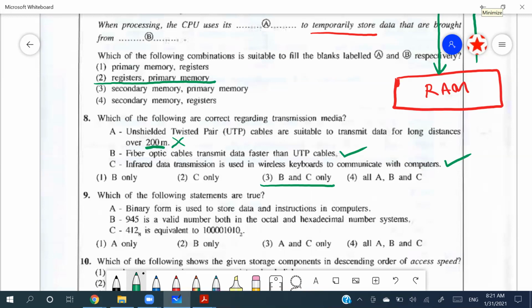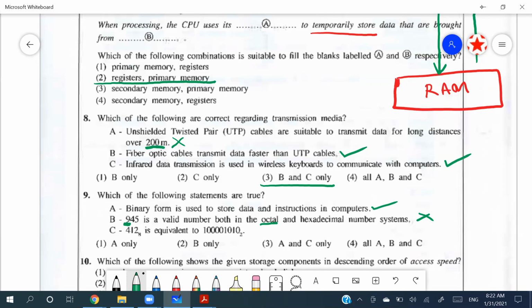And the 9th one, which of the following statements are true? Binary form is used to store data and instructions in a computer. Yes, you can say it is correct. 945 is a valid number both in octal and hexadecimal. No, not in octal, because 9 does not exist as a character in the octal number system. So B is incorrect. Hexadecimal, yes, 945 can exist.